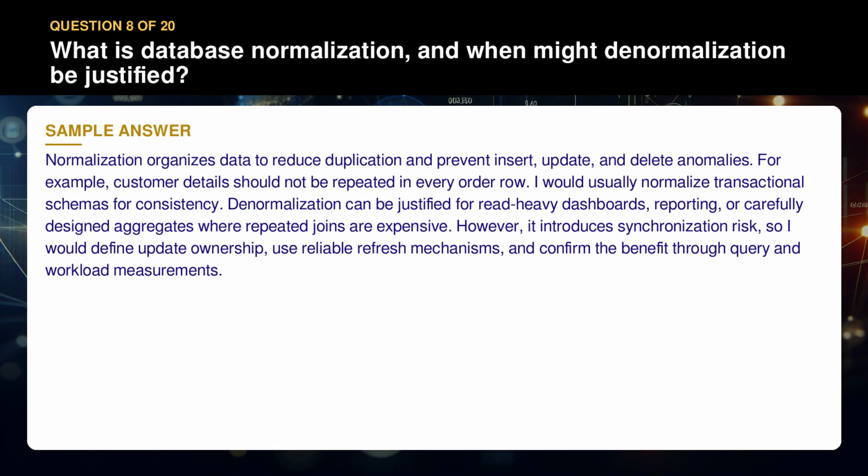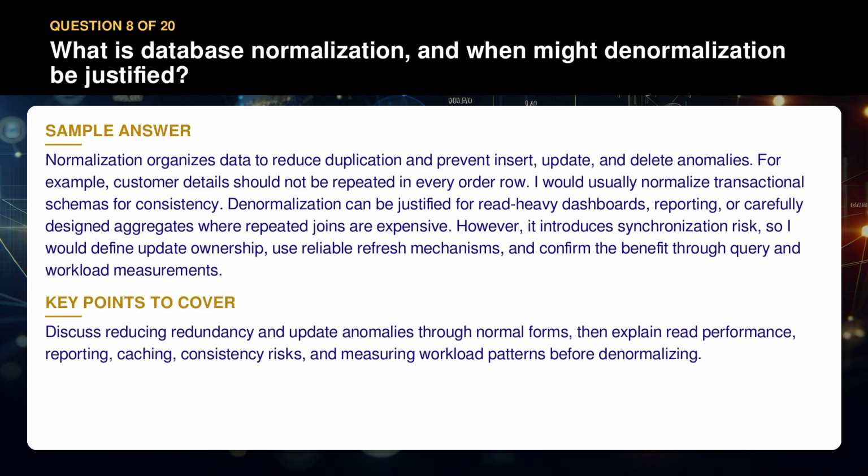Denormalization can be justified for read-heavy dashboards, reporting, or carefully designed aggregates where repeated joins are expensive. However, it introduces synchronization risk, so I would define update ownership, use reliable refresh mechanisms, and confirm the benefit through query and workload measurements. Discuss reducing redundancy and update anomalies through normal forms, then explain read performance, reporting, caching, consistency risks, and measuring workload patterns before denormalizing.